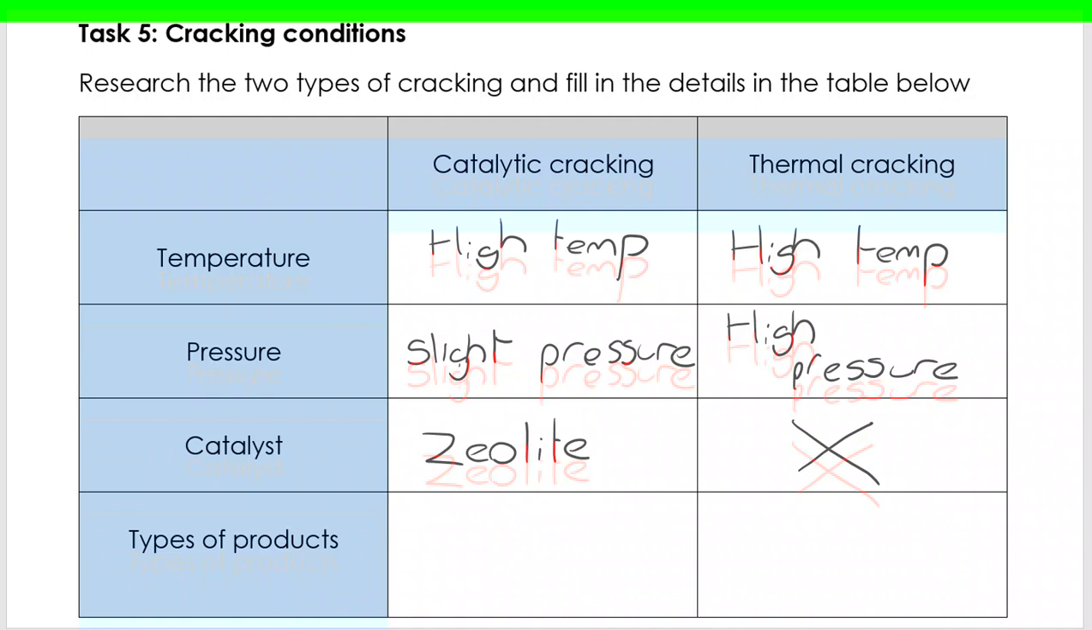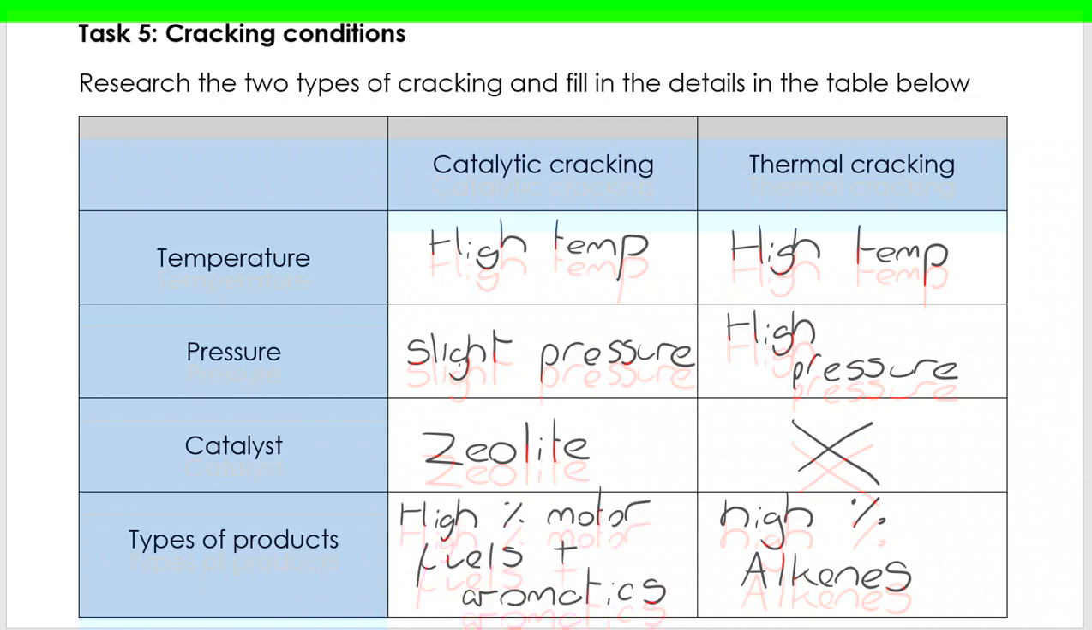So we would use different types of cracking depending on the product that we wanted, because thermal cracking is far more likely to give a higher percentage of alkenes, and that's really important for polymerization and plastics. Whereas if we wanted motor fuels or aromatic compounds, we're far more likely to use catalytic cracking. Aromatics, for context, is benzene-related chemistry, and we learn much more about those in year 13. Okay, that takes us to the end of this section.